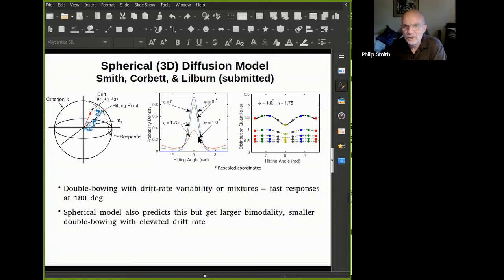The red function is where the drift rate vector is 1 radian, around 57 degrees above the response circle, which gives you larger bimodality. And this is simply because there is a component of drift rate in the vertical direction, and some of the probability mass associated with the hitting points gets smeared around the circle, which tends to elevate the tails of the distribution.